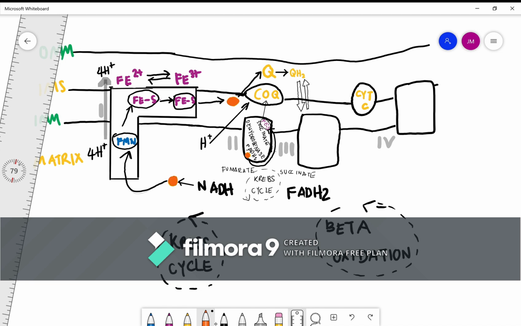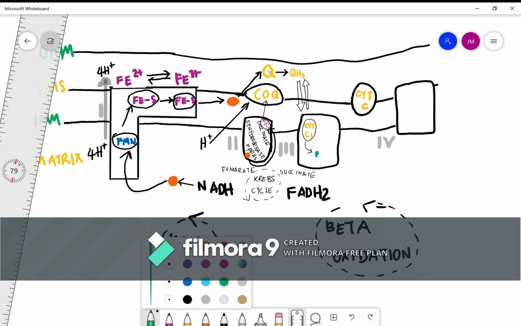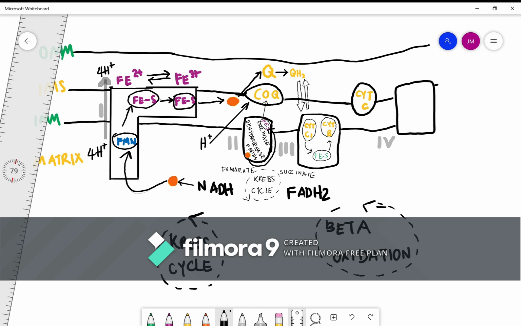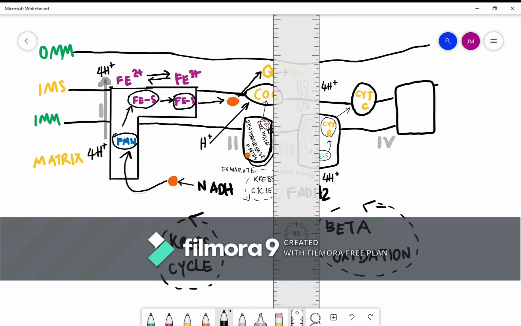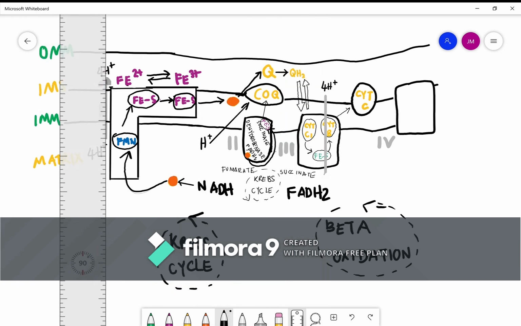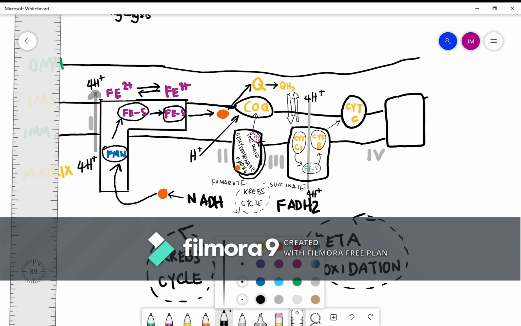In the third complex, the electrons are first received by the cytochrome C1. The cytochrome C1 then transfers the electrons to FeS proteins, which then donate the electrons to cytochrome B. These are all redox reactions. The electrons are then transferred to the cytochrome C, which is an intermediate protein used to donate electrons to the fourth complex. The redox reactions inside the third complex cause the pumping of 4 hydrogen ions to the intermembrane space.